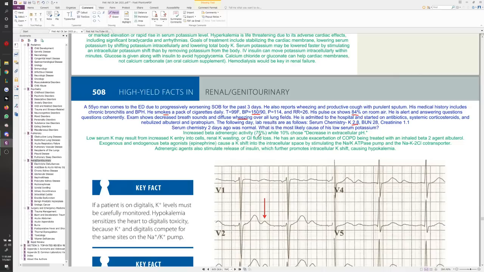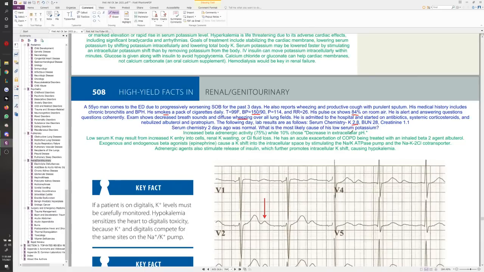So 75% of people got it right. Increased beta-adrenergic activity, because you know beta-2 activity, which was possible from all the medications he's getting. That increased beta-2 activity not only increases insulin, which would of course cause a potassium shift into cells, but it also actively itself causes a potassium shift into cells. So that's two reasons. Other people chose decrease in extracellular pH.